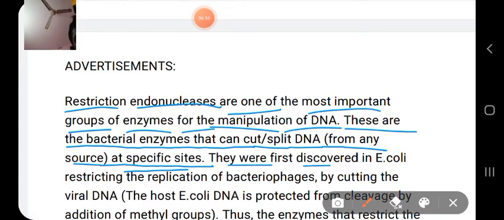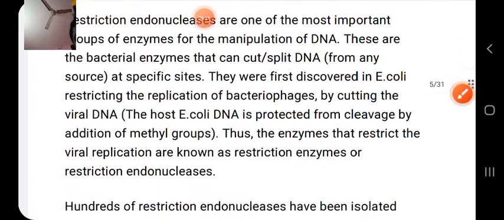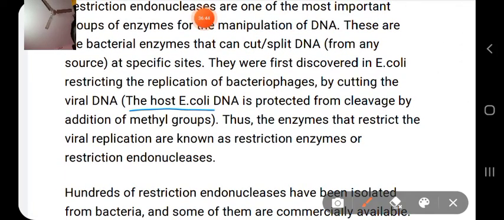They were first discovered in E. coli, restricting the replication of bacteriophage by cutting the viral DNA, while the host E. coli DNA is protected from cleavage by addition of methyl groups.